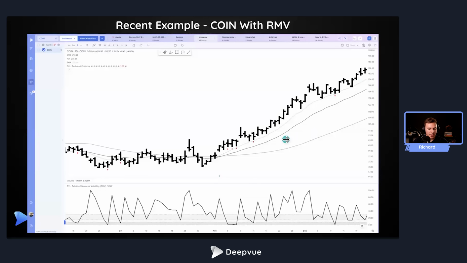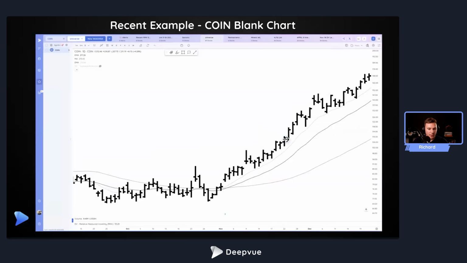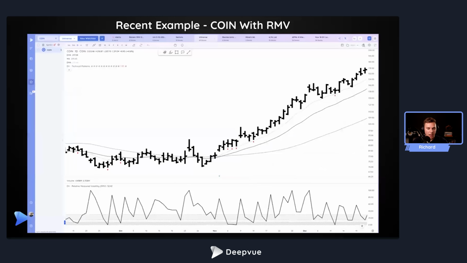But the key thing here is if you don't have RMV or the technical patterns indicator, it's just harder to interpret the chart and find those subtle points where the stock is tightening, showing accumulation and showing a good low risk entry. But with RMV, both in this form as well as the indicator on the chart, it's really easy to highlight those tight areas up the right hand side of a base.